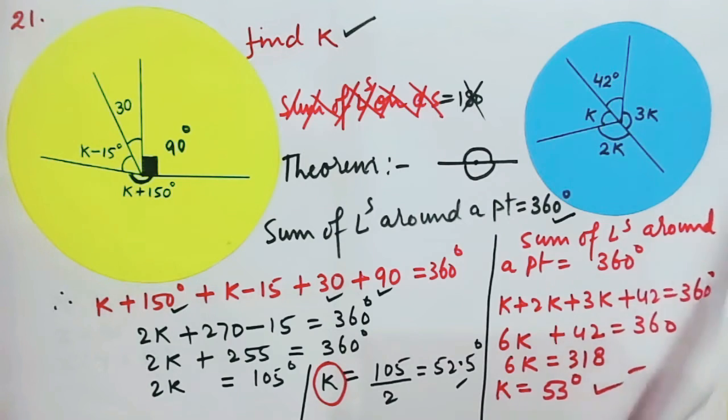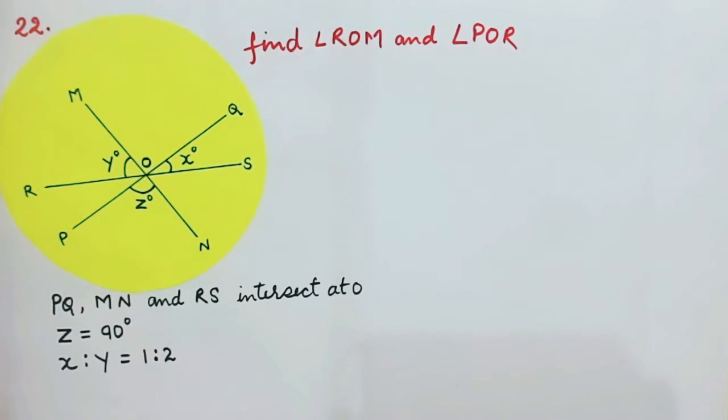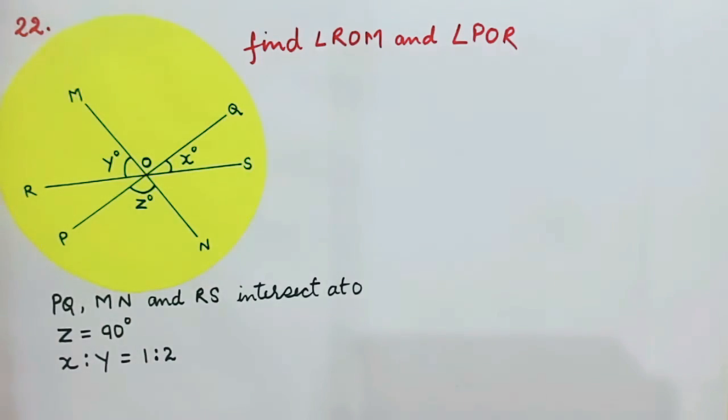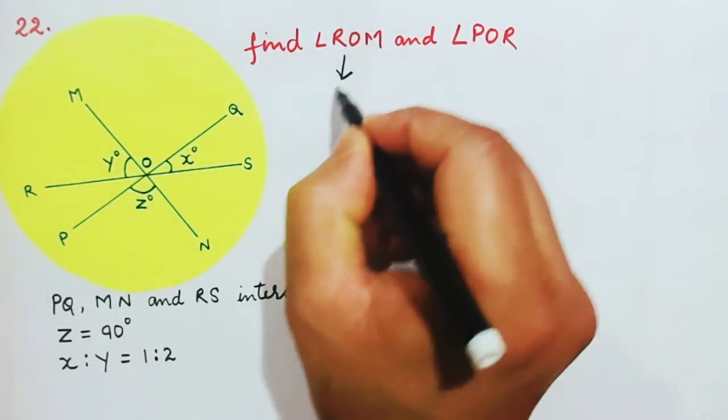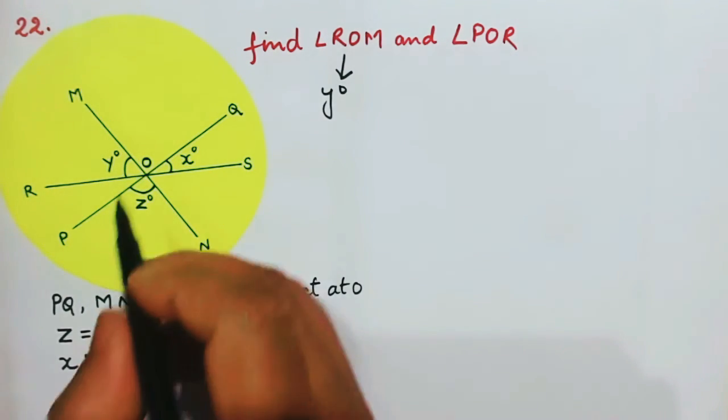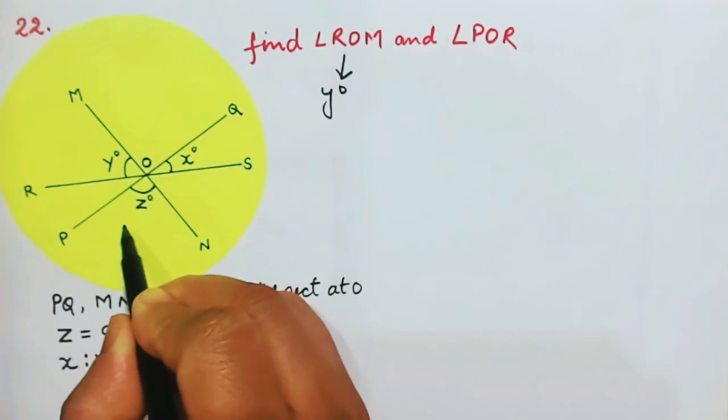Now, here in number 22, what do we have? Find ROM. ROM. This means they are talking about y degree, and POR. POR. Where is POR?